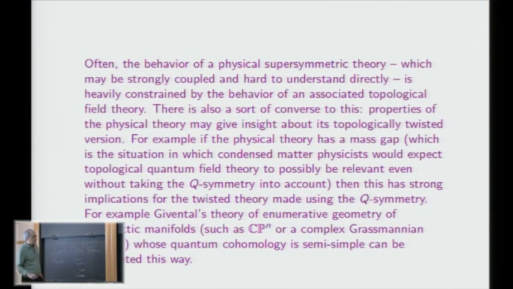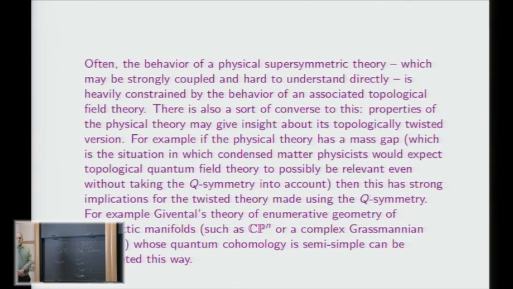Another example is actually Givental's theory of enumerative geometry of symplectic manifolds whose quantum cohomology is semi-simple. The condition that the quantum cohomology is semi-simple would be described by physicists as saying that the theory has a mass gap. And then Givental's theory amounts to using the mass gap. Well, the way a physicist would try to interpret it, and I should say this hasn't been properly developed in the literature, a physicist would describe it by saying that Givental used the mass gap to develop enumerative geometry of that class of symplectic manifolds.